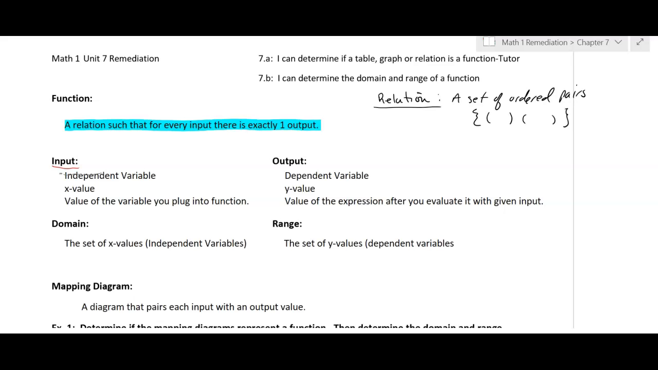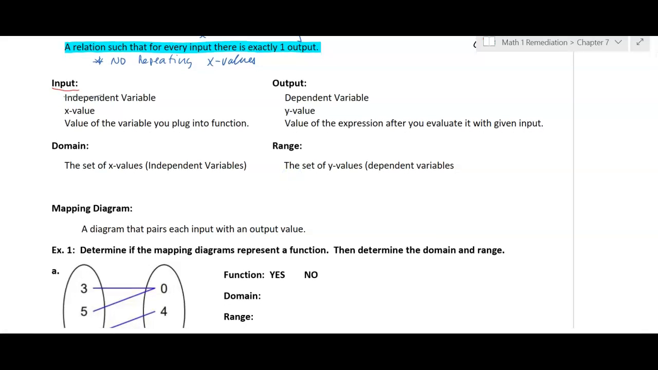To redefine this in an easier way, a function is a relation such that for every x value, there is exactly one y value, meaning there are no repeating x values. With that in mind, functions or relations have what we call domains and ranges. The domain is the set of x values, and the range is the set of y values.